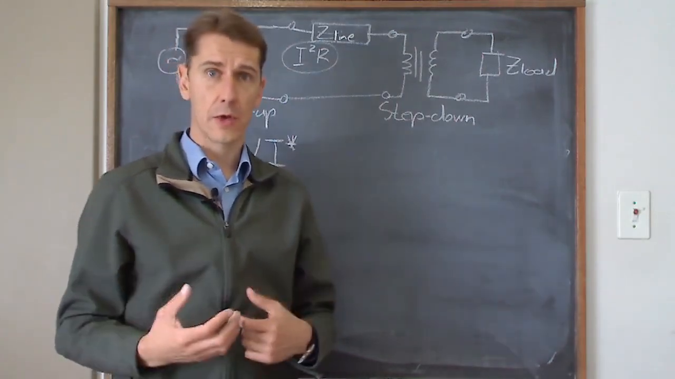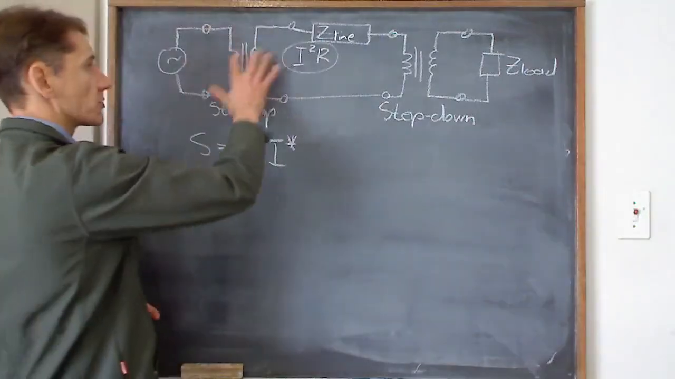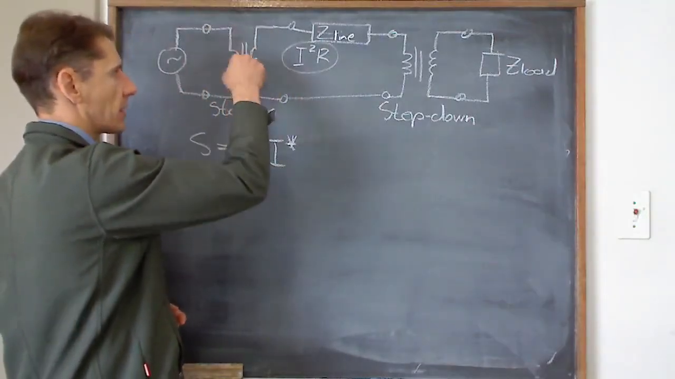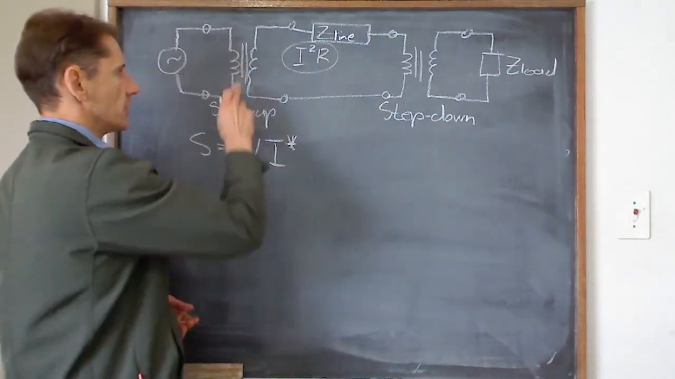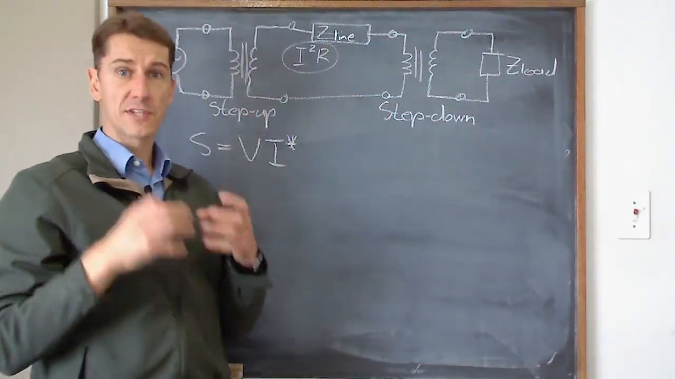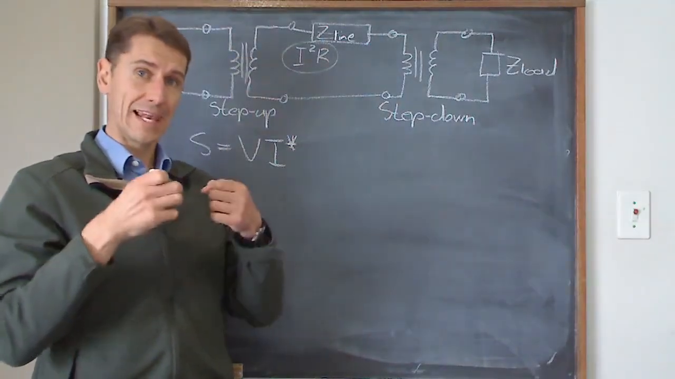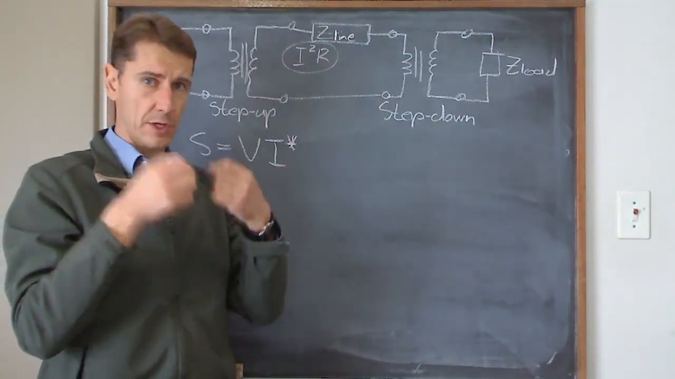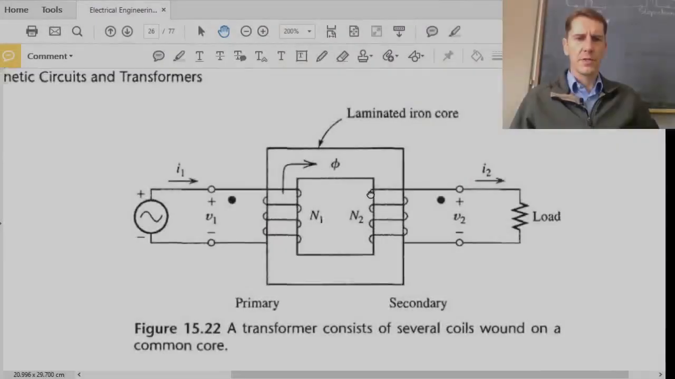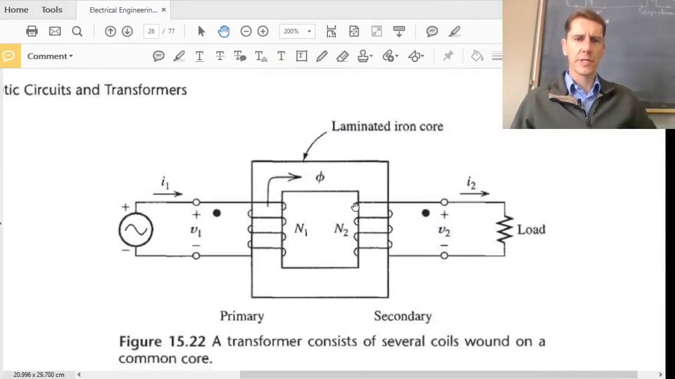Now let's look at what a transformer consists of. The symbol that I've got here looks like two inductors in parallel with two lines in between. Those two lines just mean that they're on the same core material. They're magnetically linked to each other. So let's look at what that looks like. This is figure 15.22 in your textbook.